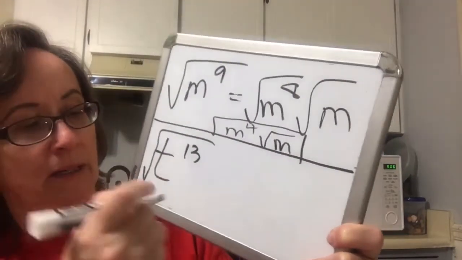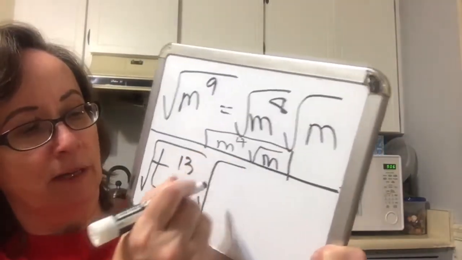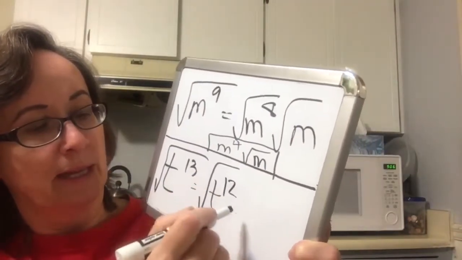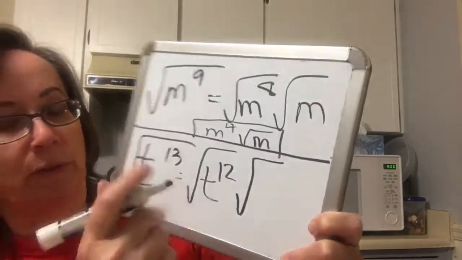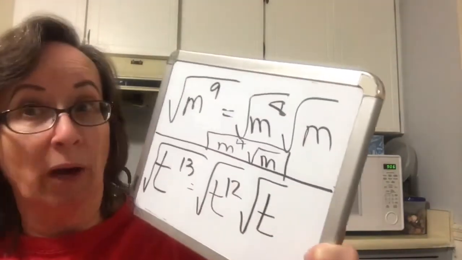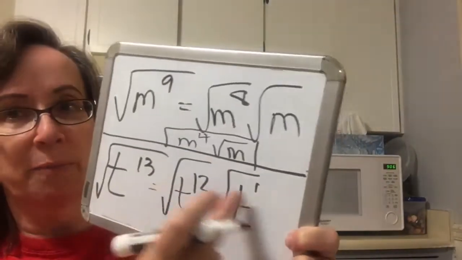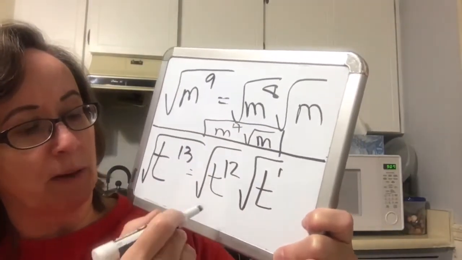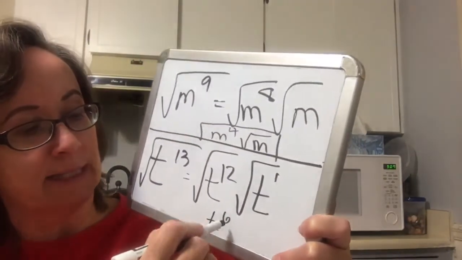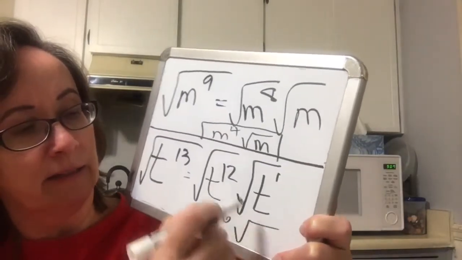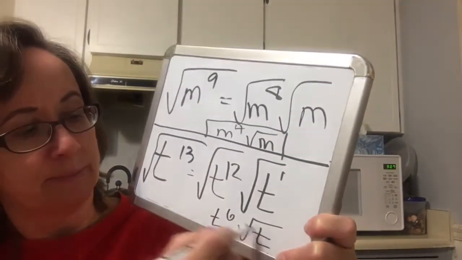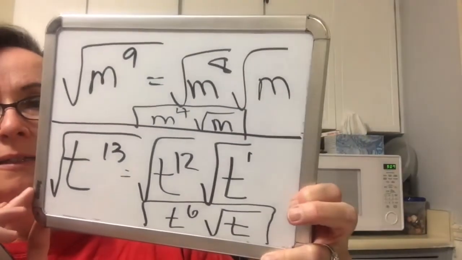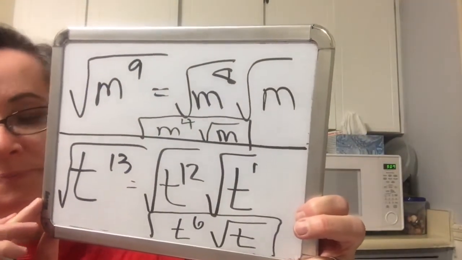Down here, I'm going to break this into the square root of t to the 12 times the square root of t to the 1. Remember, you don't have to put that 1 there, but it is understood. And then the square root of t to the 12 is t to the 6th. And then we tack on the square root of t. And that is that one.